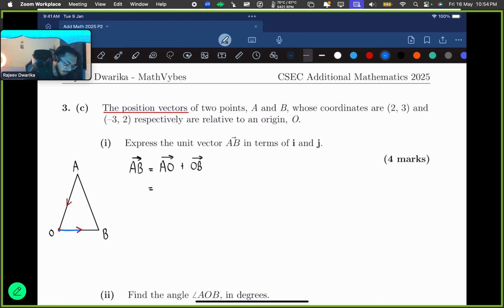You didn't need to draw a diagram because this is regular maths. You're supposed to know that if you want to go from A to B, it's A to O and O to B. This is the triangular rule of vectors. This is the triangular rule of vectors. But I'm interested in knowing what you did then. So A to O will become negative OA, right?